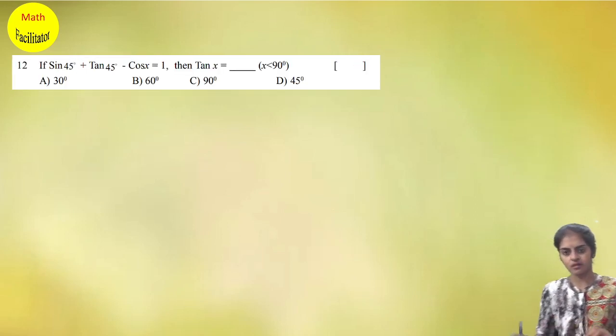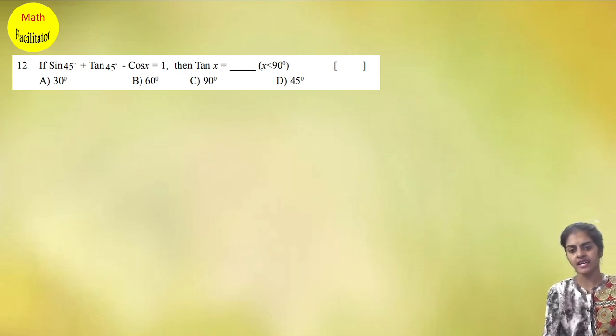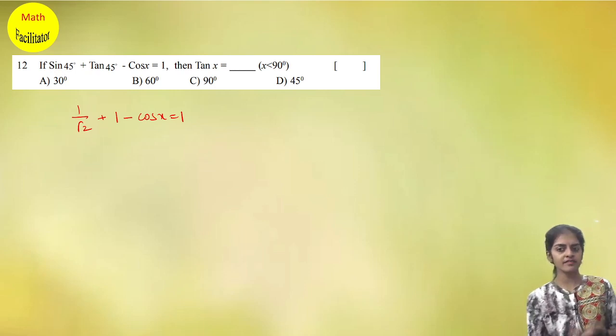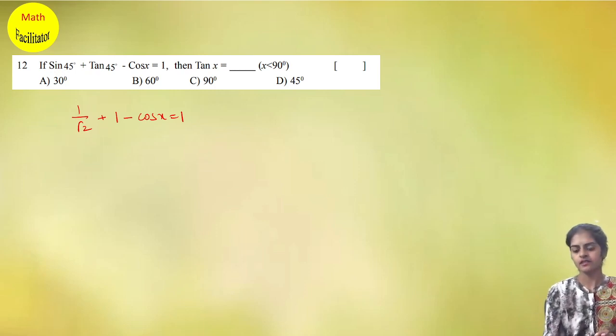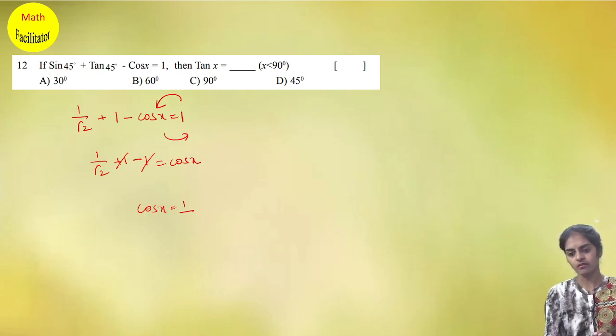Okay, see the next question. If sine 45 is 1 by root 2, tan 45 is 1, minus cos x is 1, then you need to find the value of tan x. To find the value of tan x, first I should know what is x. And x is less than 90, which means it could be any angle. So let's see what angle. Here, 1 by root 2 plus 1 minus 1. Take 1 to this side and cos x to the other side. So cos x will become positive, 1 will become negative. So plus 1 minus 1 cancel. So cos x equals 1 by root 2.